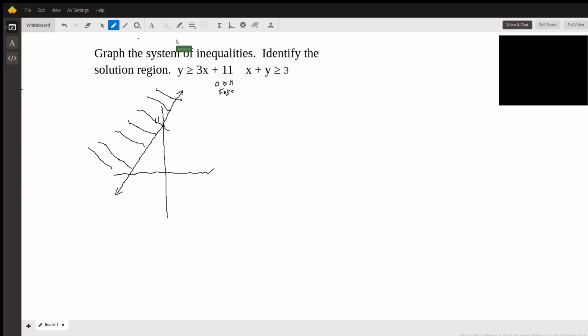Okay, change color here to the other one. Let's rewrite this as y greater than or equal to negative x plus 3. This has an intercept of 3, which will be down here. And it has a slope of -1, so it's going to be something that looks like this.